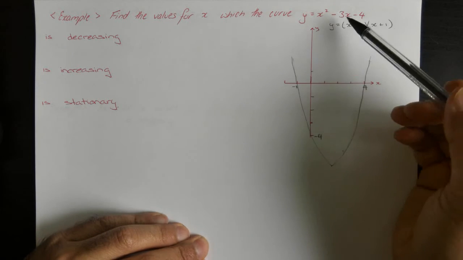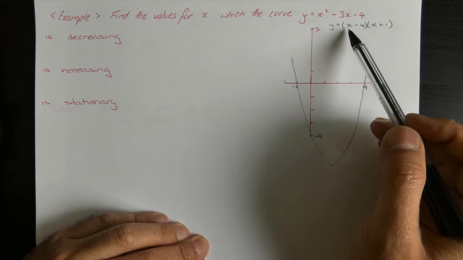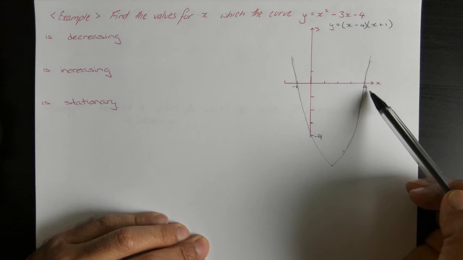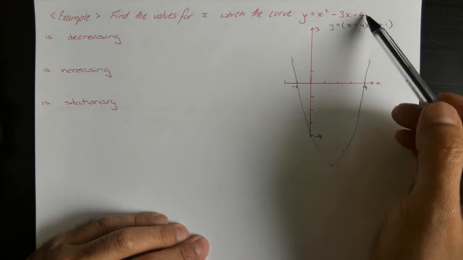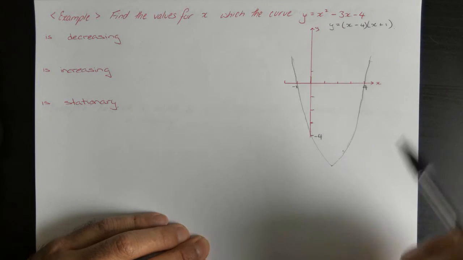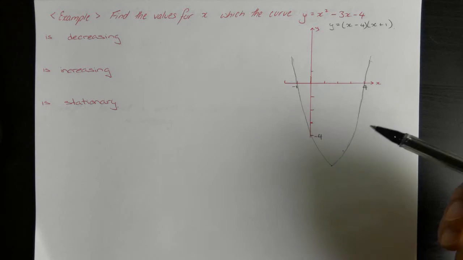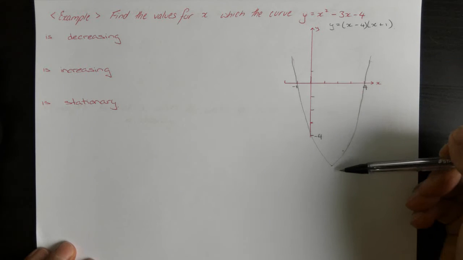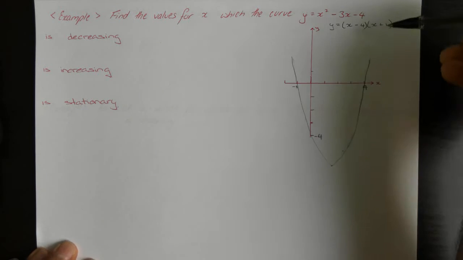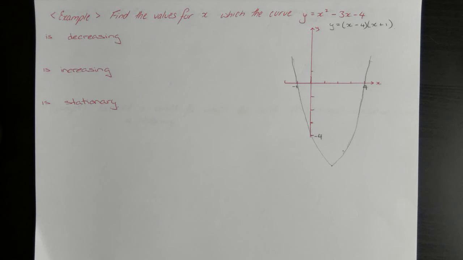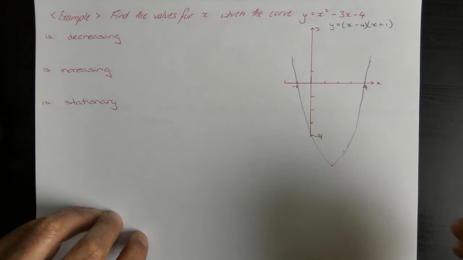Because it's a parabola, I've just drawn it out. We've got x-intercepts at 4 and 1, and the y-intercept at -4. So it looks something like that. Graphically, we know it's going to be decreasing to this point, and increasing after this point. Well, without a graph, what we could do is find the first derivative.